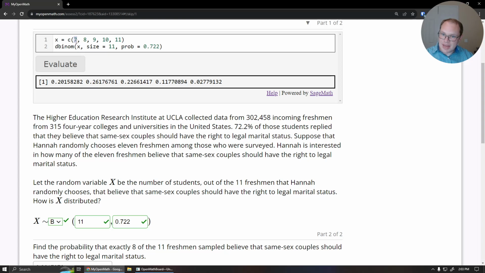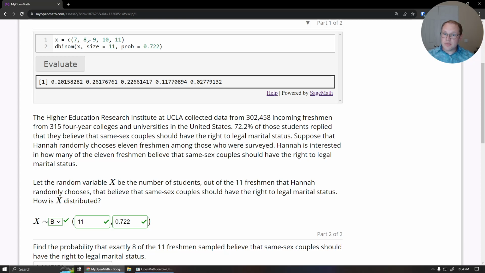So the probability that 7 of the 11 believe this is 0.20. The probability that 8 of the 11 do is 0.26. The probability that 9 of the 11 do is 0.22, and so on. Okay? Now, these are mutually exclusive outcomes. If exactly 7 of the 11 freshmen say that they believe that same-sex couples should have the right to legal marital status, then you cannot possibly have 8 of the 11 say this, right? It could be exactly 7 or exactly 8, but it can't be both, right?